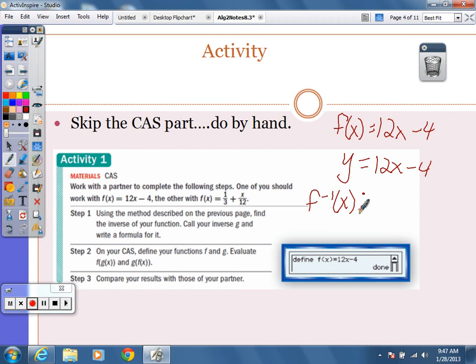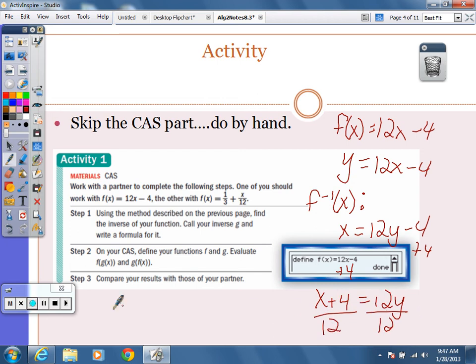f inverse of x, this is what I'm going to do. x equals 12y minus 4. Add 4, add 4. x plus 4 equals 12y. Divide both sides by 12, and I get (x plus 4) over 12 equals f inverse, or y. Another way of writing this, if you notice, I could write 1/3 plus x over 12. These are inverses. f inverse of x is 1/3 plus x over 12.